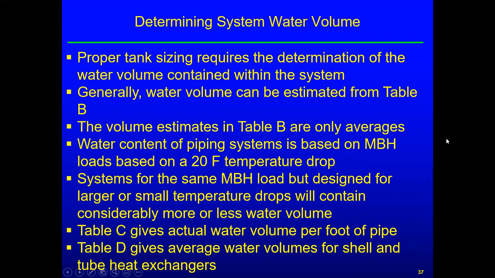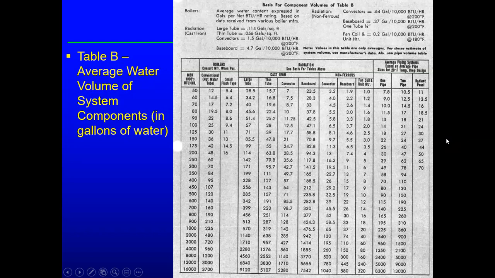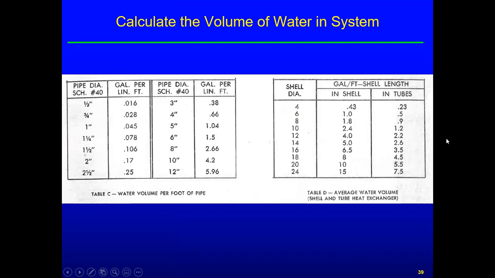Okay, going through in a little more detail, we have to determine the amount of water volume in the system. And these slides give you a couple different ways to do it. This table is based on the MBH. You can do it on a cooling system too, but it assumes a certain number of BTUs per hour, and a 20 degree delta T across your heating coils and all that stuff. And it's a pain in the rear. I would never use this, and I don't really recommend that you do, but there are tables like this out there.